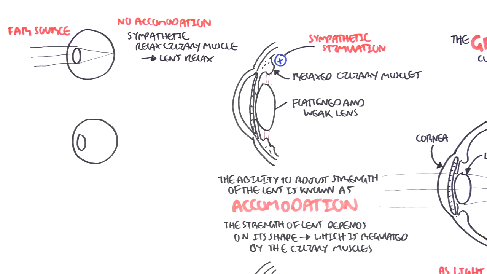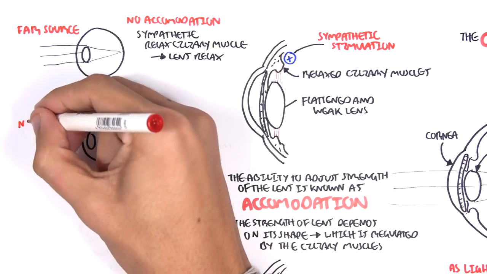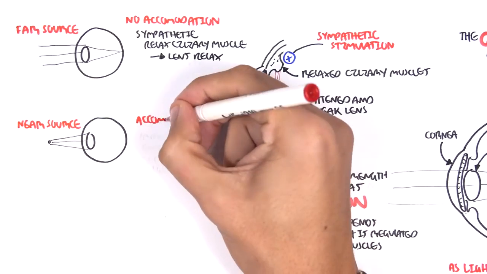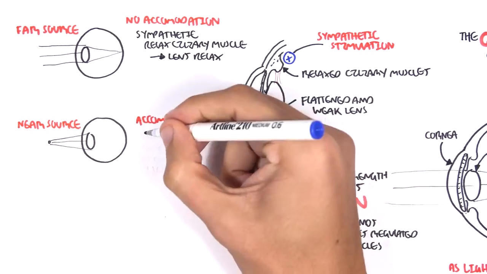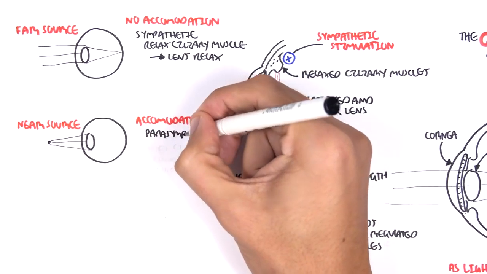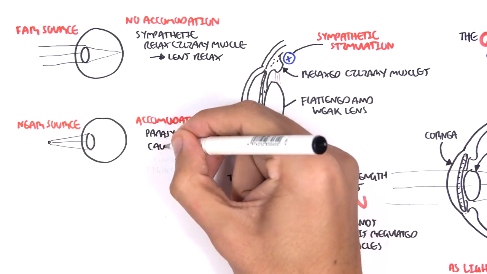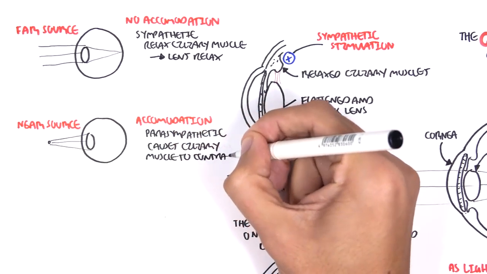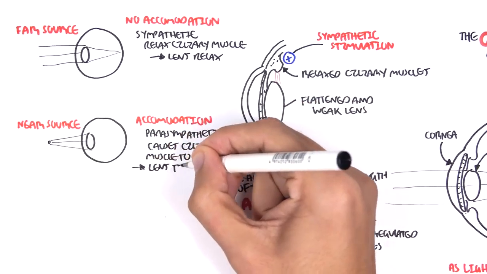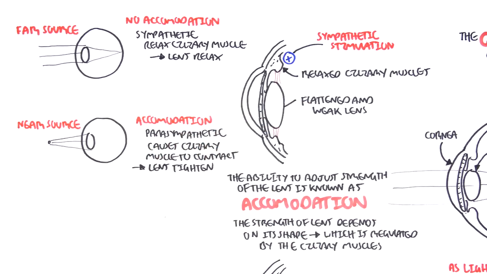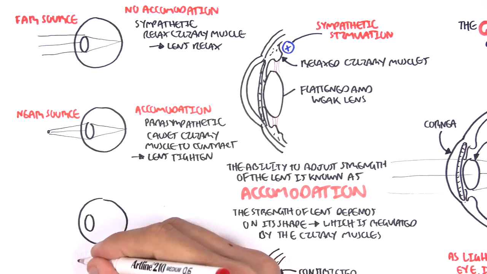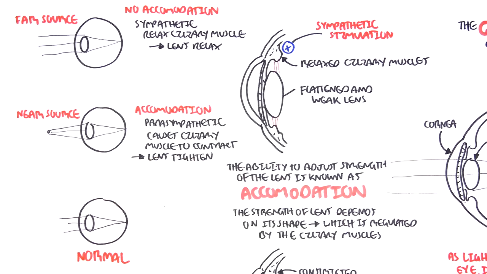However, when your eye focuses on objects close to you, a near source, you need to accommodate. There has to be accommodation, and this is where the parasympathetic nerve causes the ciliary muscles to contract, and so the lens tightens, and the light can then be refracted more, and thus more focused on the retina. So I hope that made sense. Again, normally light is adjusted so that light hits the retina.